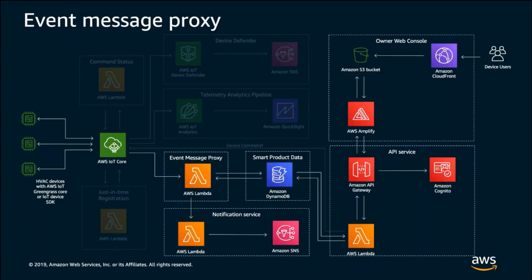Next, when the registration is done, the device can send events. So let me introduce how the event message proxy service on the Smart Product solution works. For the event message proxy service, AWS IoT Core, Lambda functions, DynamoDB tables, and Amazon Simple Notification Service are going to be used. The owner web console is for seeing the events that happened on devices. All of it is serverless and customers can easily customize them.